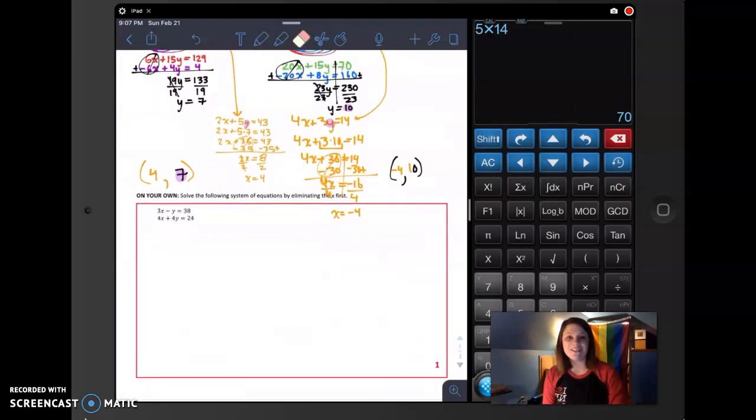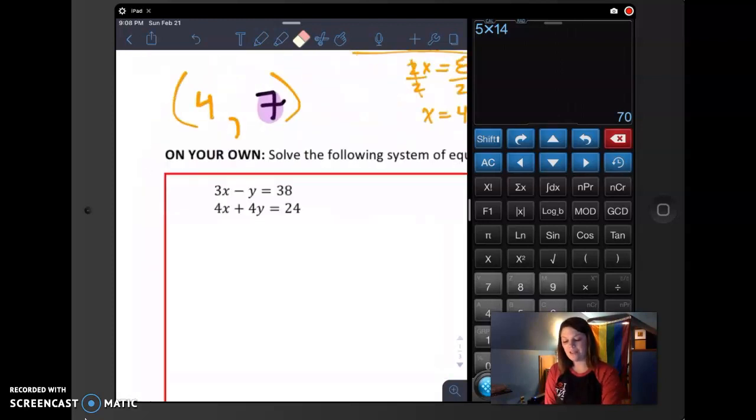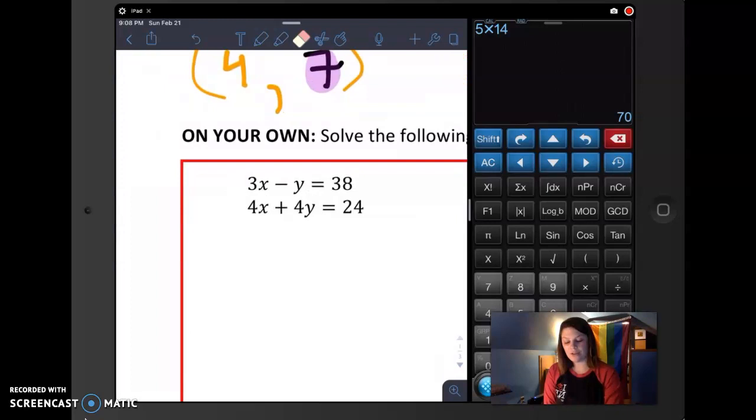All right, you guys. Go ahead and try your own example there. I'll give you the hint that you're going to want to multiply, one of these numbers needs to be negative in order to get the x's to cancel. So there's your hint. Go ahead and give it a shot. I'll see you in a couple minutes.